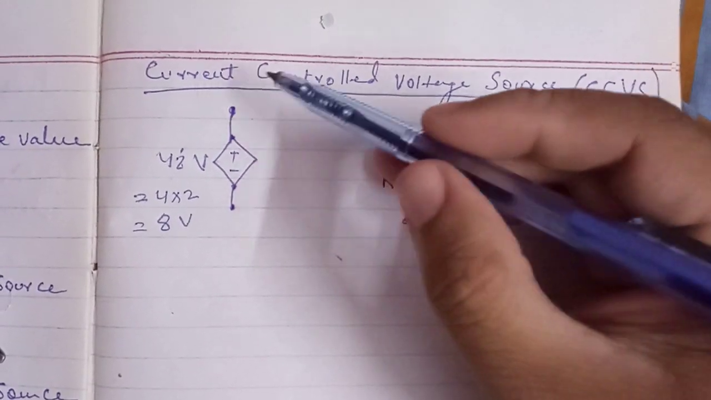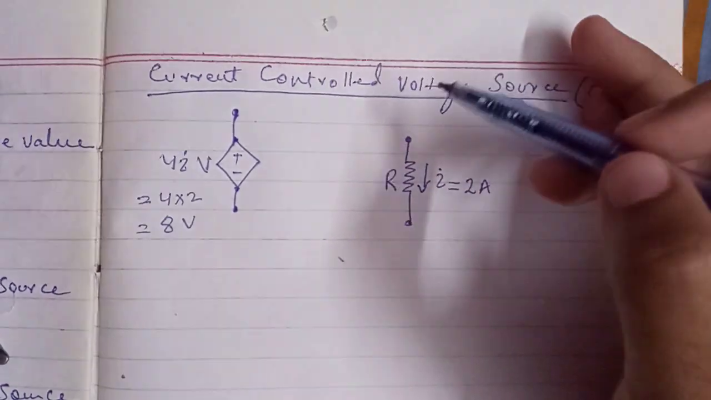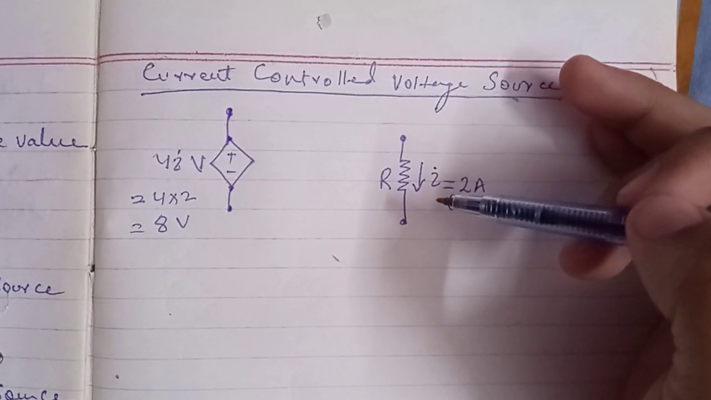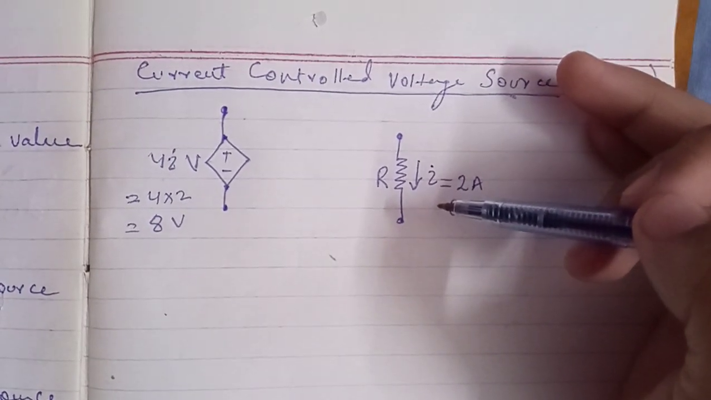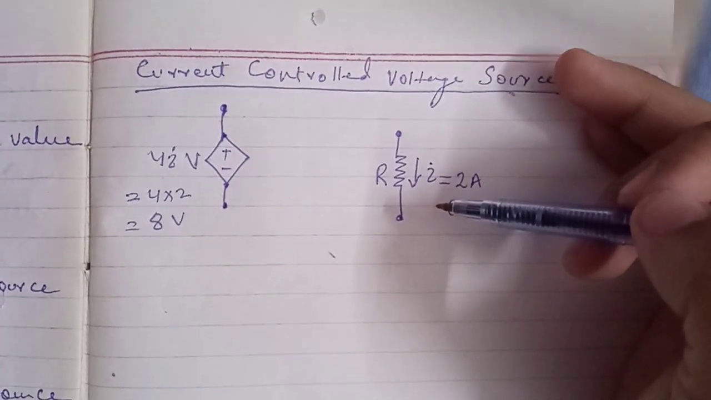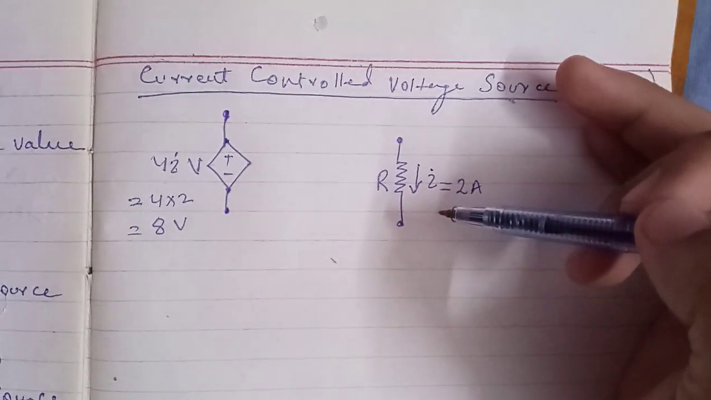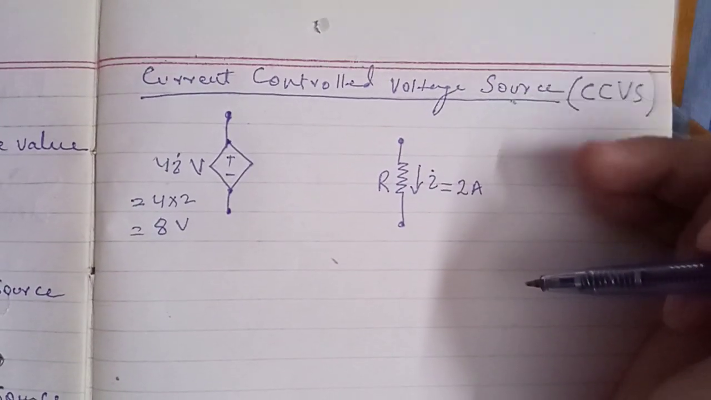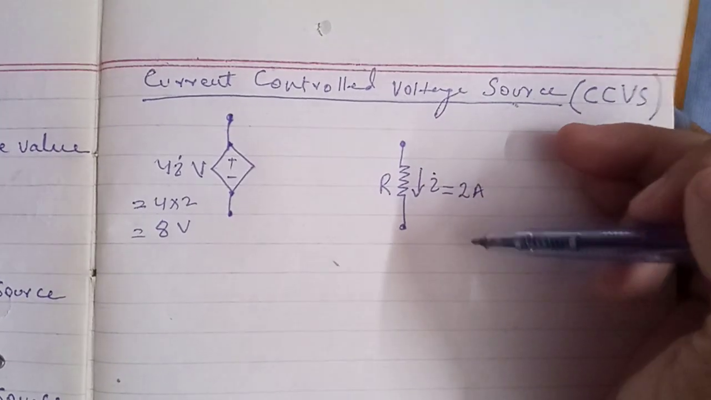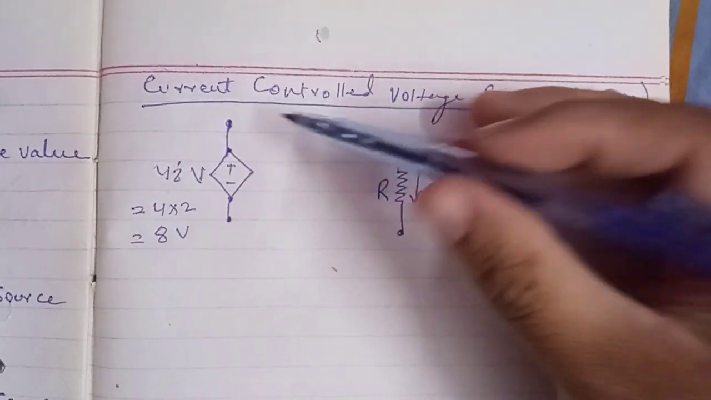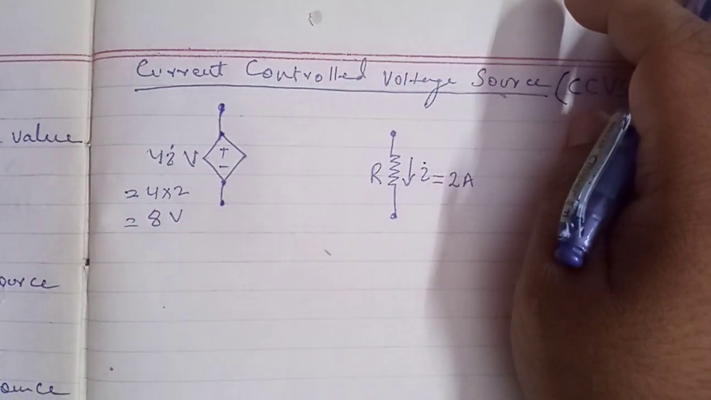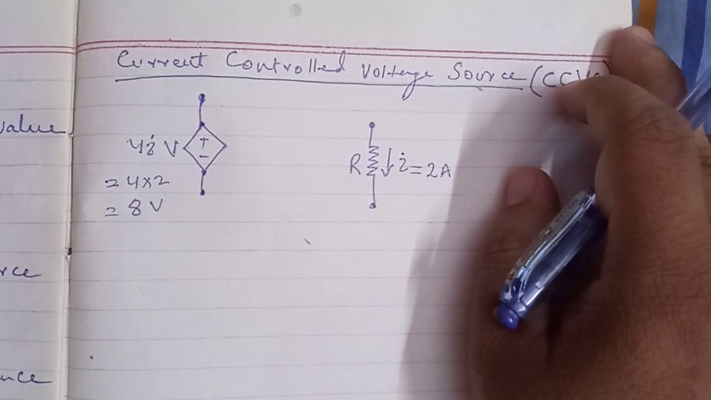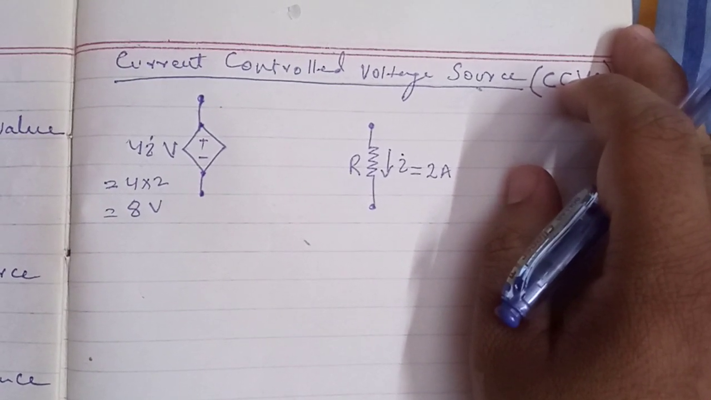Do you understand why its name is current controlled? Because this dependent voltage source is controlled by the current of the resistor. In VCVS, the voltage source was controlled by the voltage across the resistor. But in CCVS, the voltage source is controlled by the current of the resistor. That's why the word is current control in the heading. Okay? So these are the two types of dependent voltage source.